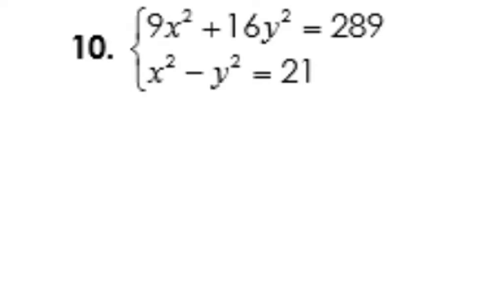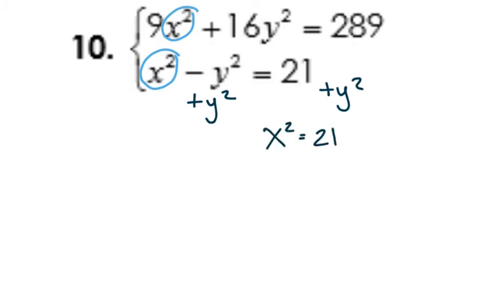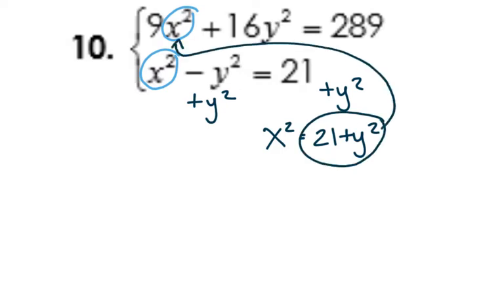Okay, so I think what I would do is I would solve the second equation for x squared so that I can plug it in right here. So I'm going to move this y squared over. So I get x squared is equal to 21 plus y squared. So now I can take this and I can plug it in right here. Like this.